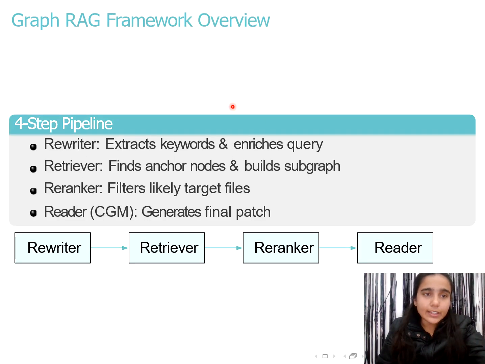As discussed earlier, our graph RAG follows this four-step pipeline, where the rewriter extracts keywords and enriches the query, the retriever finds the anchor nodes and builds the subgraph, the re-ranker ranks the files, and the reader creates the final patch. All this gives us SOTA performance in just 4 steps, and all of these are open source.